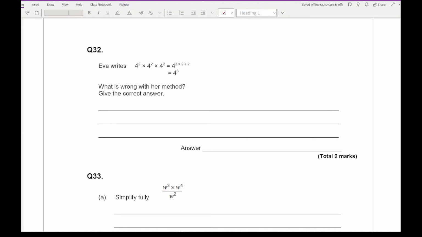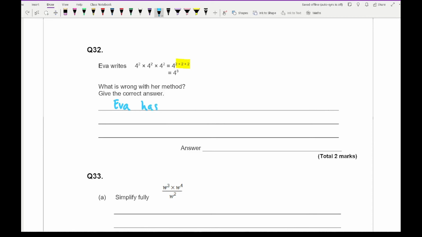So then moving on to question 32, it says Eva writes 4 squared times 4 squared times 4 squared as 4 to the power of 2 times 2 times 2, which gives us 4 to the power of 8. And the question is asking what is wrong with her method? Now here, all we need to do is recognize that when you're multiplying with indices, you need to add the powers when the base numbers are the same, and Eva has multiplied. So that's all we need to write. So Eva has multiplied instead of adding.